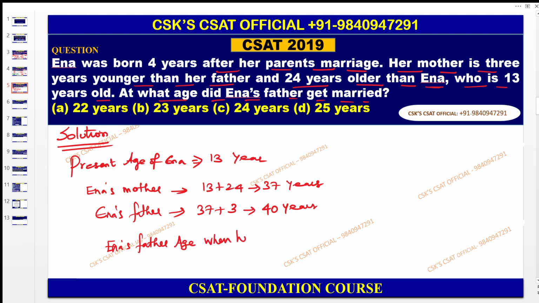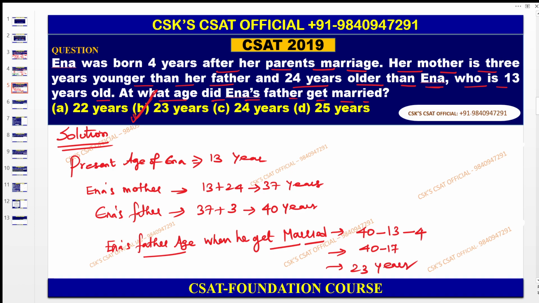when he got married. Now try to understand what you have to subtract. The age of Ina we have to subtract from 40. Then she was born 4 years after the marriage. So that 4 years gap is there, that also we have to subtract, because we need to find out the father's age when he got married. So therefore you can easily calculate this: 40 minus 17, which is equal to 23 years.